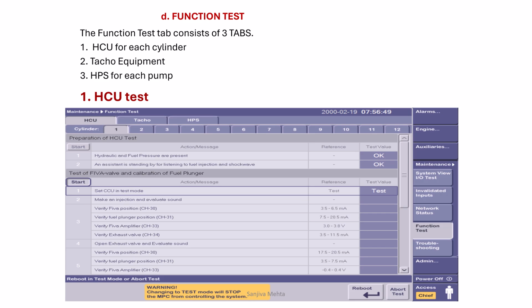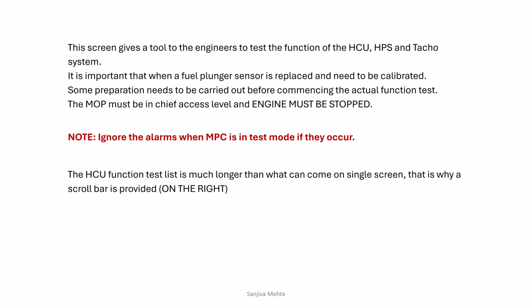So, easy. All this information is given on what is to be done, so just follow that. Also, of course, read the manual. And here also, after reading the manual, if some doubt comes, this is already mentioned and you can check again. Very user friendly. This screen gives a tool to the engineers to test the function of the SCU, HPS, and TACO system.